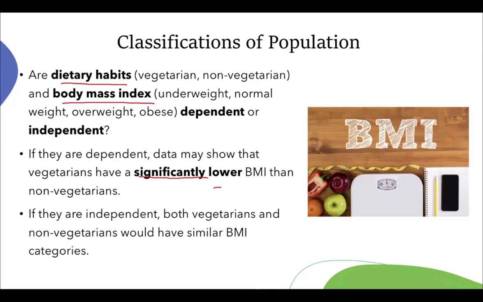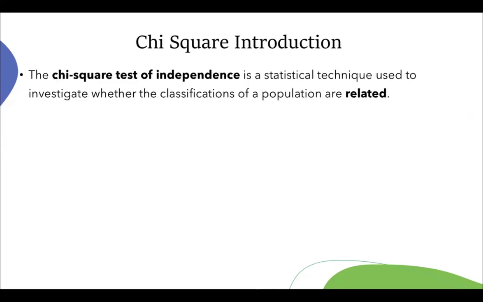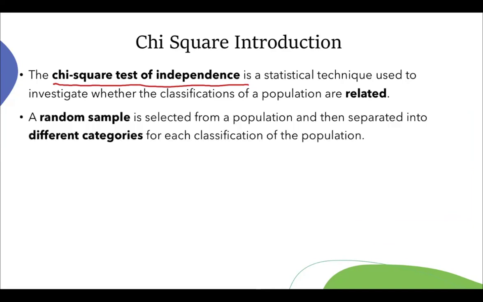So I'm going to show you first how we do the data collection. This hypothesis test is called the chi-square test of independence. And it's a statistical technique used to investigate whether the classifications of a population are related. In other words, are they dependent? We take a sample from the population and we separate the sample into different categories for each classification that we are testing from that population.